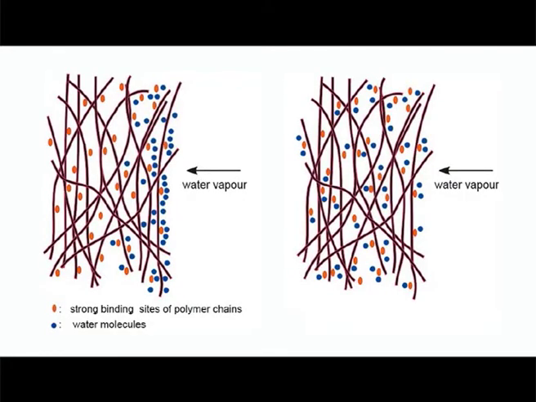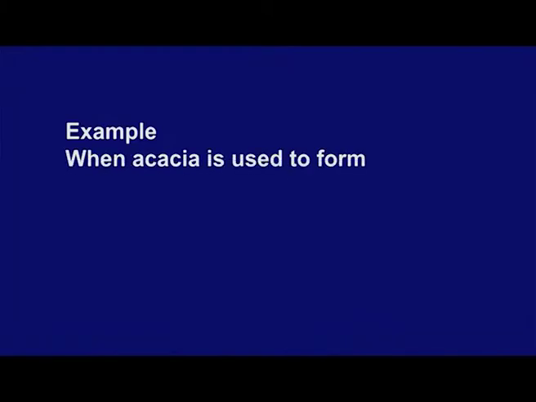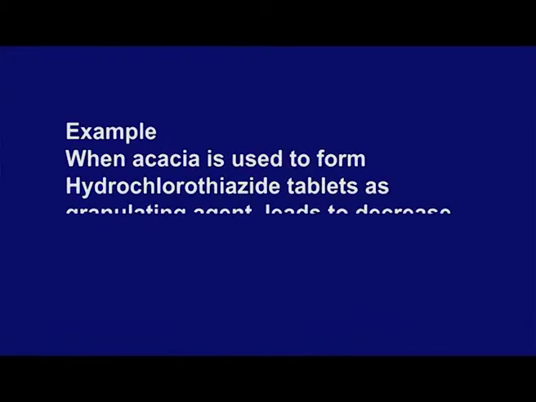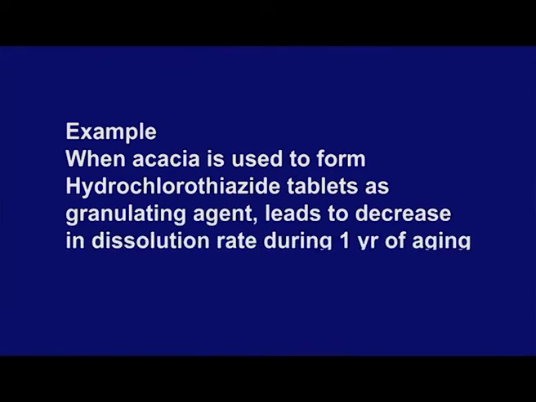Next, storage condition. Crust formation due to crystallization or aging is one of the common phenomena leading to decrease in dissolution. Absorption of moisture may be one more reason, which results in more binding capacity of the binder. For example, when acacia is used as a granulating agent in hydrochlorothiazide tablets, it leads to a decrease in dissolution rate during the first year of aging at room temperature.